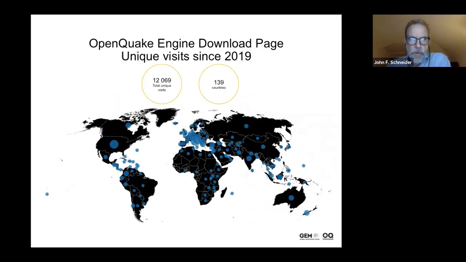I'd like to first share with you a few statistics. The OpenQuake Engine download page, unique visits since 2019, there have been over 12,000. Now, we can't tell if these are all people downloading the engine, but it's a pretty good indication of the interest in the software itself. And these visits come from 139 countries. This is just in the past year.